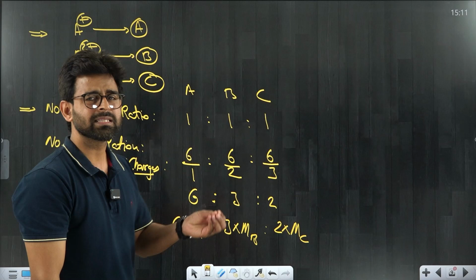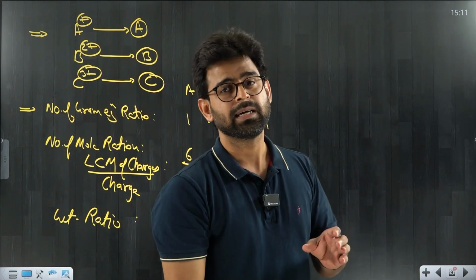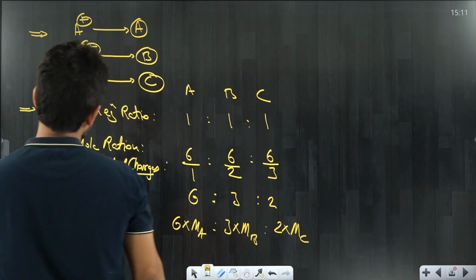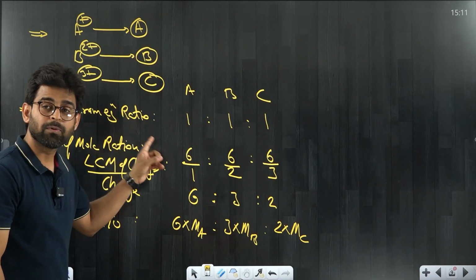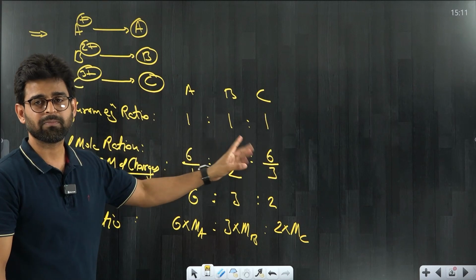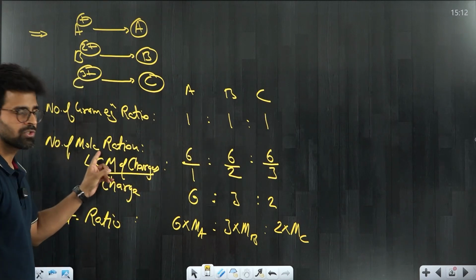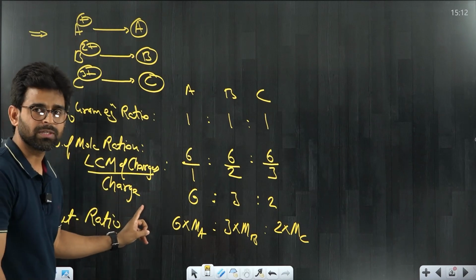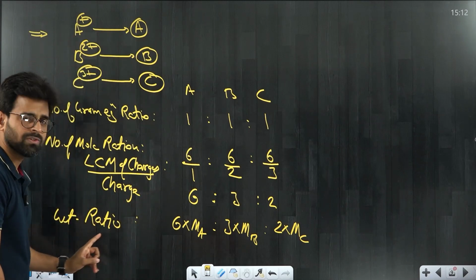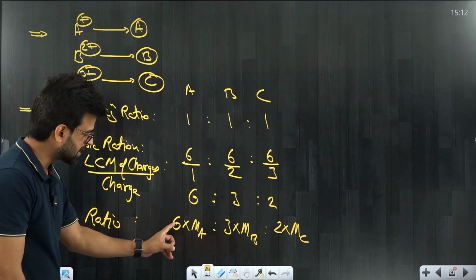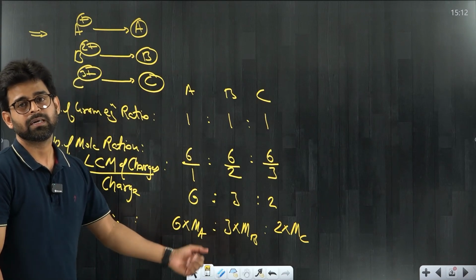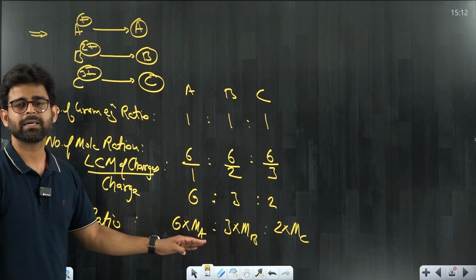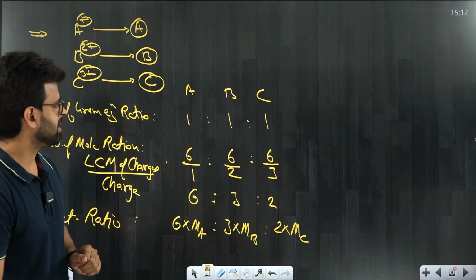So they will ask these three types of question only from the second law of Faraday. I am saying once again, very important. Number of gram equivalent deposited will always be 1, 1, 1 if I am passing the same charge. Molar ratio will be the LCM of the charges of all of these divided by the charge of the corresponding ion, right? And weight ratio, if you have the molar ratio, then easily you can get the weight ratio by multiplying their molar masses. Clear? If we have moles, we can easily convert into the weight. Alright, clear? So this is it.